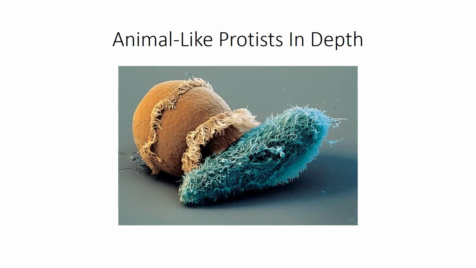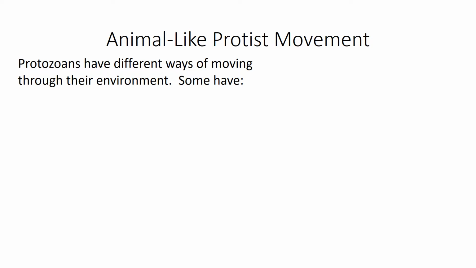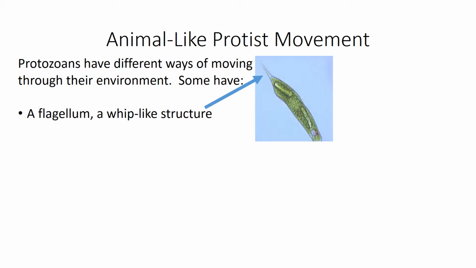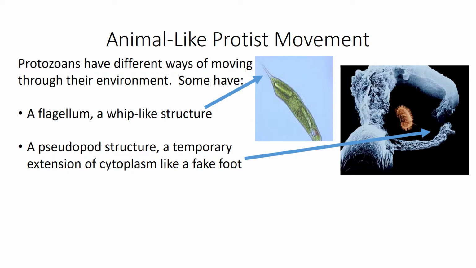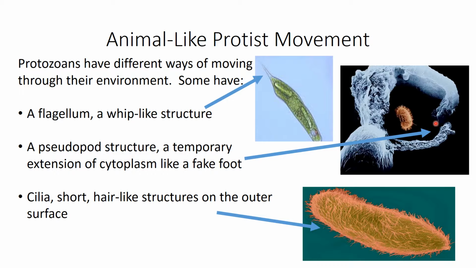Let's look at animal-like protists in depth. So, animal-like protist movement. These protozoans have different ways of moving through the environment. Some of them have a flagellum, which is the whip-like structure we've seen on several creatures. Some of them have a pseudopod. The pseudopod's kind of interesting. There's this extension of the cytoplasm. It's kind of like part of the cell membrane is pushed out and it gushes out in that direction like a fake foot and drags the rest behind. We also see cilia. These are short hair-like structures, and they swim by or grab around and crawl, you can think like. There's a whole bunch of them all moving together as one.